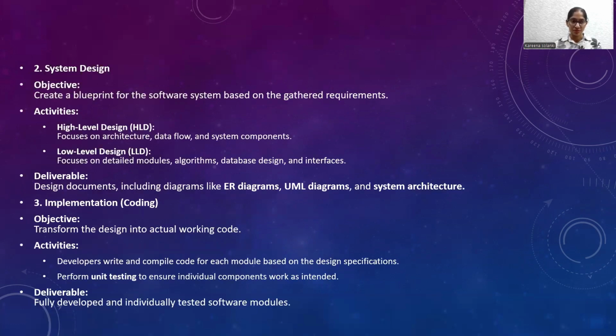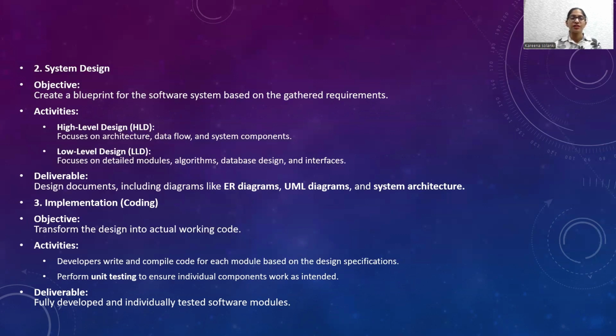The next is the system design. It creates a blueprint for the software system based on the gathered requirements. Here, the key activities are a high-level design, which focuses on architecture, data flow, and system components, and a low-level design, which focuses on detailed modules, algorithms, data designs, and interfaces. The output is design documents, including diagrams like ER diagrams, UML diagrams, and system architecture.